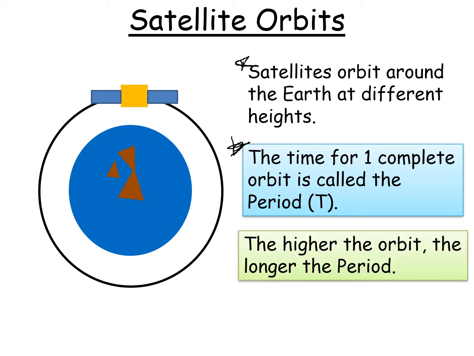Now, the higher the orbit, the longer the period. And that kind of makes sense because if you think about it, the higher up it is, the bigger the circle that satellite has to trace or travel through, so the longer it takes to go around that planet. So again, that's worth noting down as well.